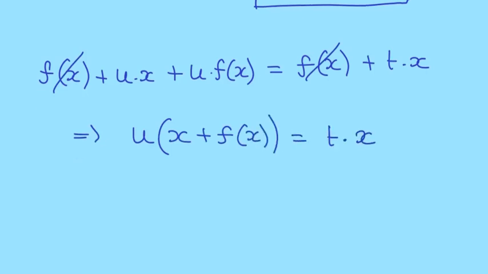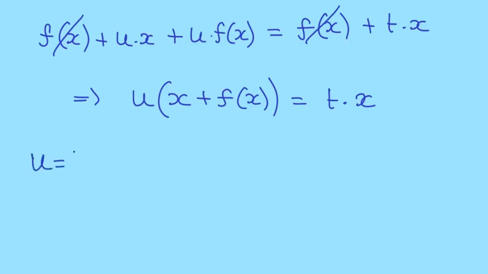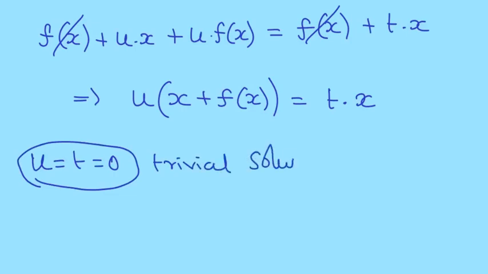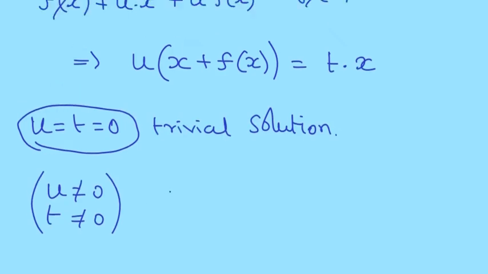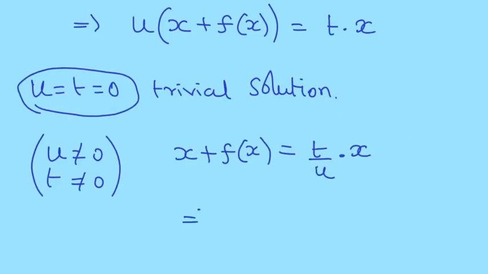There is a trivial solution that u is equal to t is equal to 0. That is the trivial solution. But suppose u is not equal to 0 and t is not equal to 0. This means, let us assume this is the case, that u and t are not trivial solutions. Then this means x plus f of x is equal to t by u into x. This gives f of x is equal to t by u minus 1 into x.